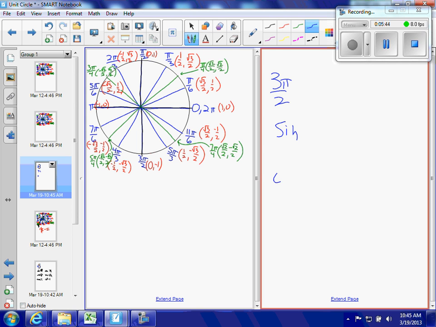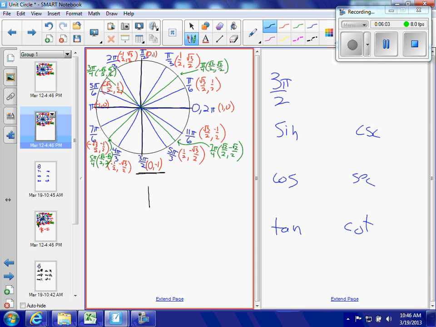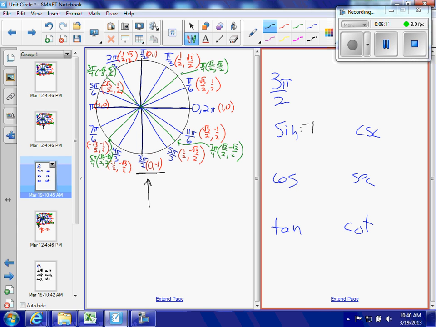Sine, cosine, tangent, cosecant, secant, cotangent. Well, can we find 3 pi over 2? Yes, I think we can find 3 pi over 2 right over here. Well, a little bit different here. Sine is my y value, so sine of 3 pi over 2 is negative 1. And cosine of 3 pi over 2 is 0.